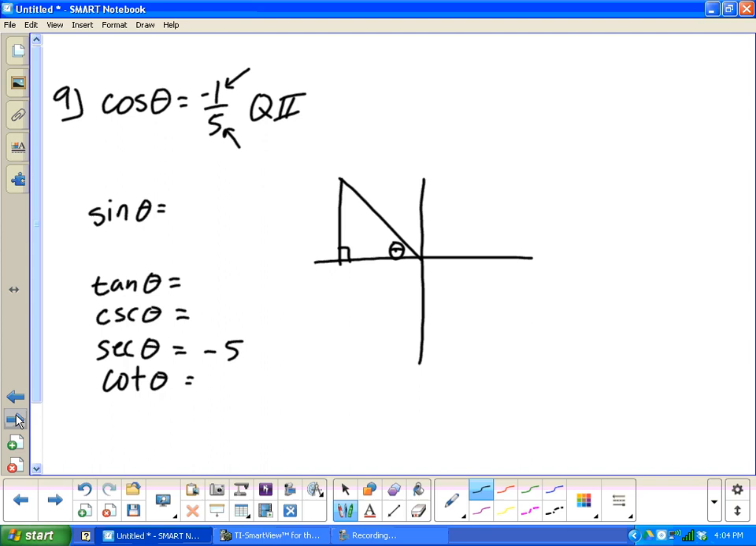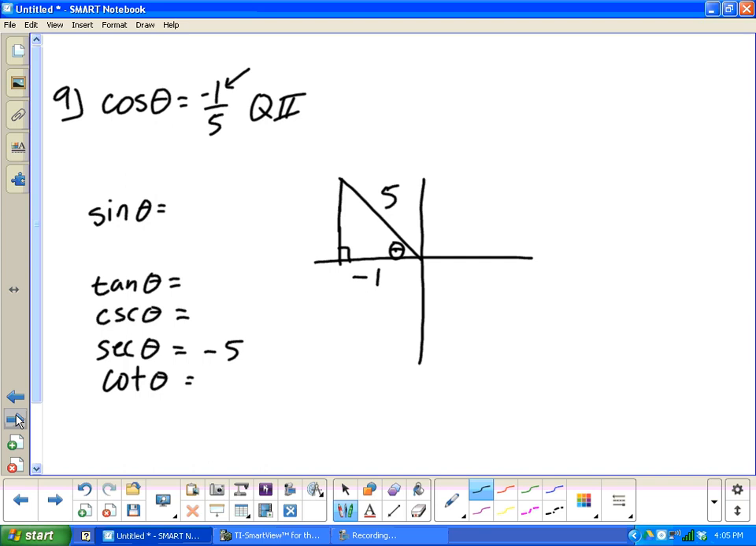I said that wrong, I apologize. Let me start over. Cosine, I said opposite over hypotenuse. Cosine is adjacent over hypotenuse. I know it didn't make sense for that to be -1. So adjacent would be -1, and then my hypotenuse is going to be 5. So it makes sense that's -1 because it's going to the left right there.